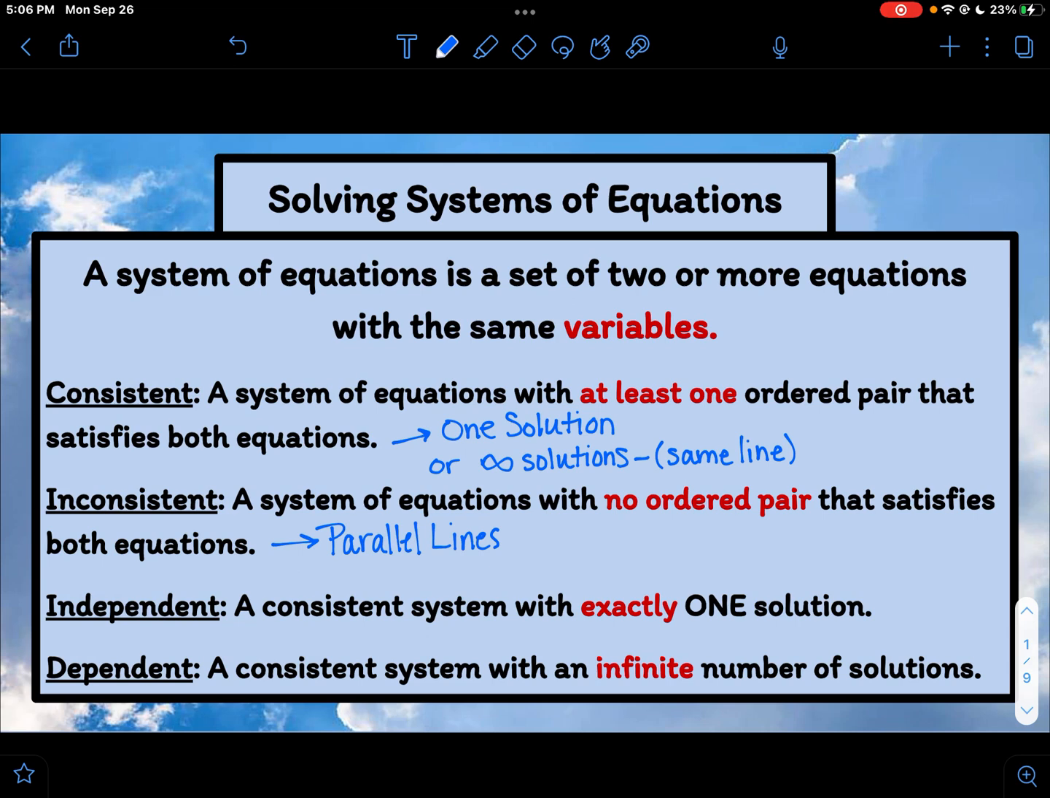A system is considered independent when it is consistent and it has exactly one solution. A system is considered dependent when it has an infinite number of solutions, when they are the same line.